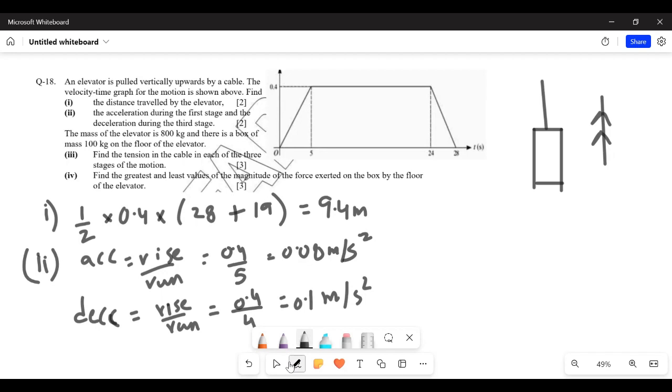The mass of the elevator is 800 kg, and there's a box of mass 1 kg on the floor of the elevator. Okay, so the total downward force on the elevator plus the box should be mg, where the total m is 900. g is 10, so the total downward weight would be 900 times 10, which is 9000.